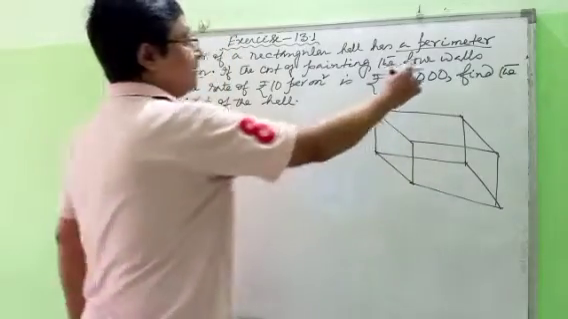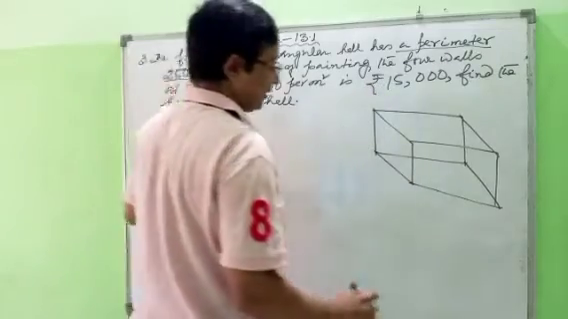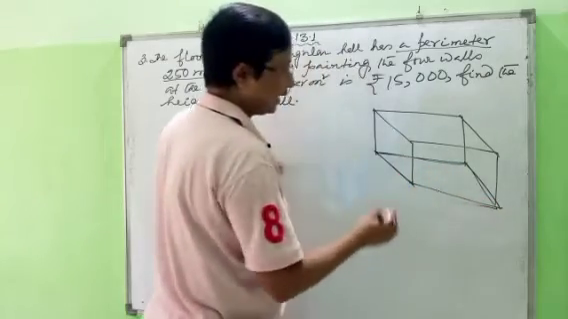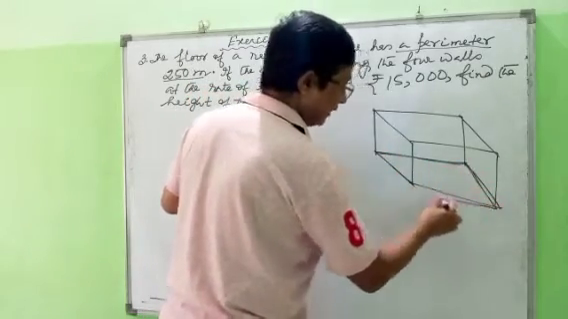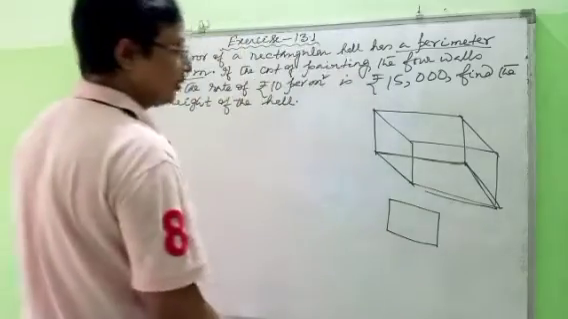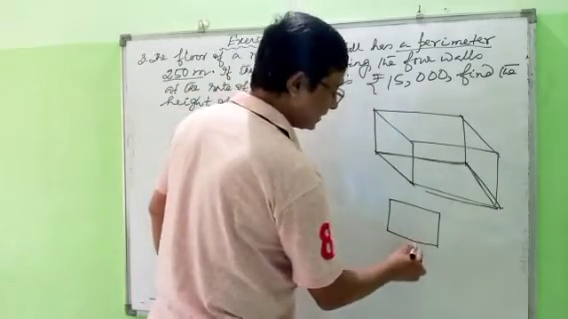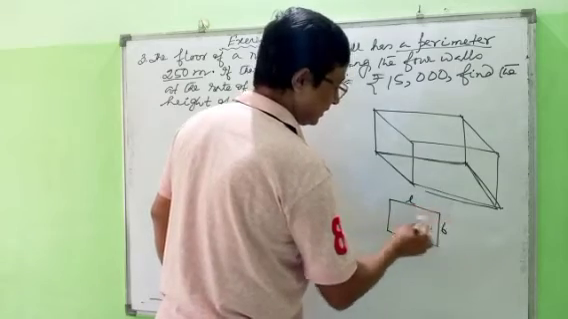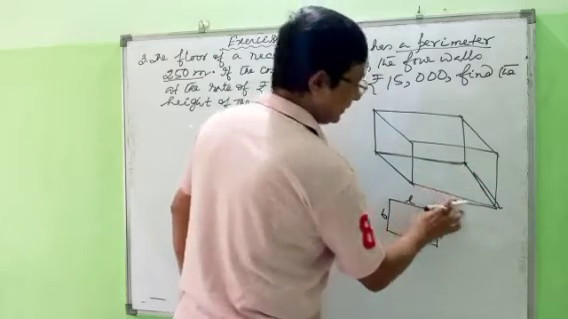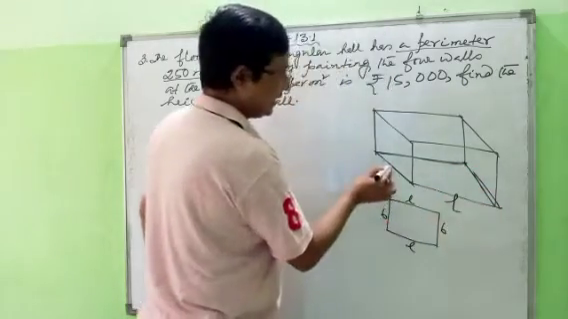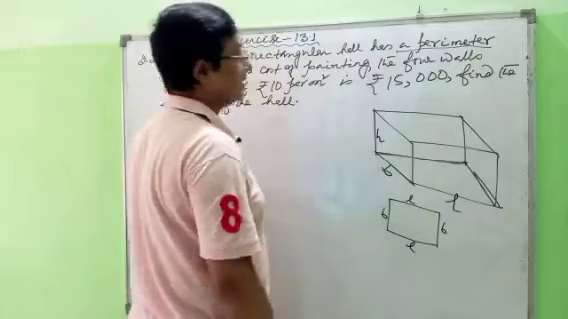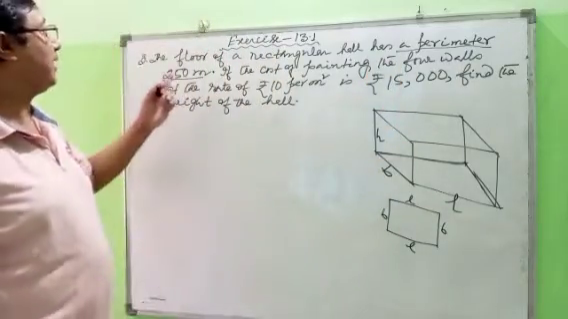So the floor has a perimeter of 250 meter. So perimeter means the total length of these 4 sides. Now you take this one face, you will get a rectangle. The perimeter of this will be, supposing this is length, this will be length, this is breadth, this is also breadth. If you take this one, you take it as length, and this you take as the breadth. So this is length, this is breadth, and this is the height. So here they have given the floor has a perimeter of 250 meter.